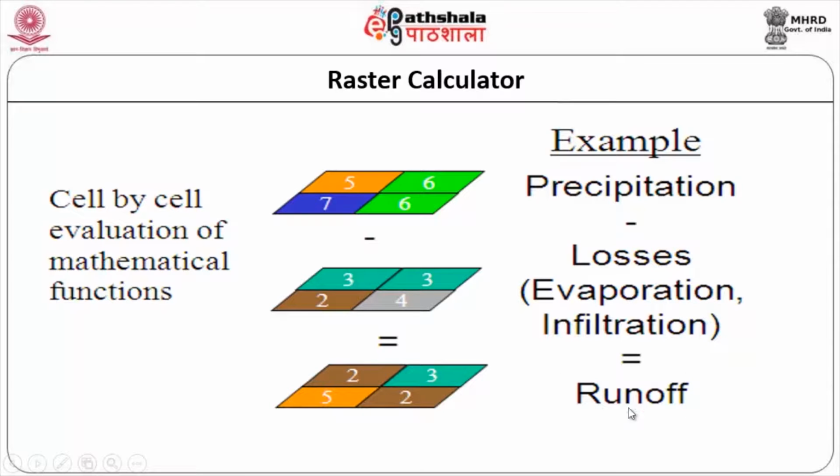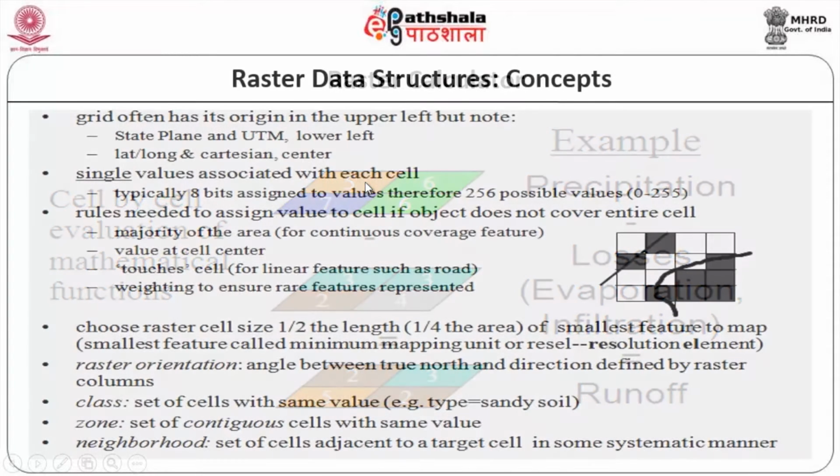Of course, do not worry about the context here, it is only this layer minus this layer will give you this layer, and obviously 5 minus 3 will be 2, 6 minus 3 will be 3, 7 minus 2 will be 5, 6 minus 4 will be 2. So, like this every part of the cell, corresponding to its location and position, it will either add or subtract or multiply, whatever application you have, and depending upon that it will automatically give the output. So, that is about a raster calculator.